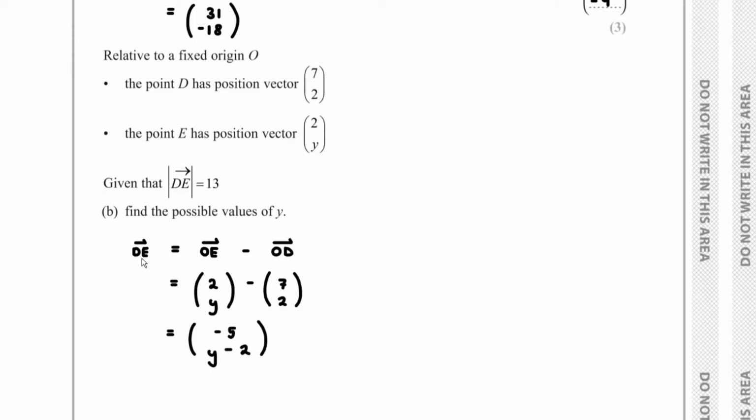Therefore, the vector DE is equal to (negative 5, y subtract 2). Hence, the magnitude of the vector DE is given by the square root of negative 5 squared plus y subtract 2 squared.